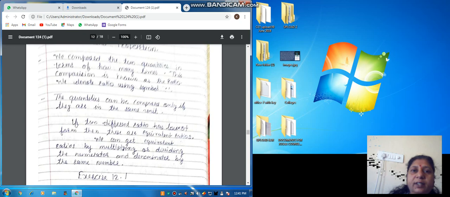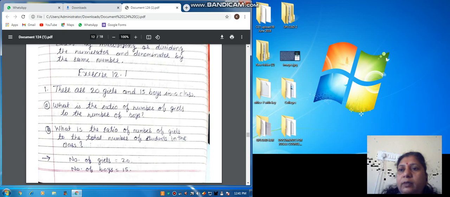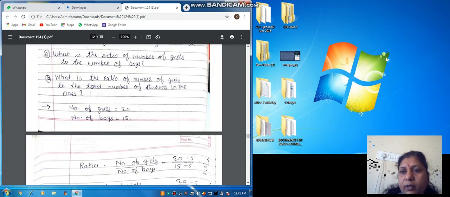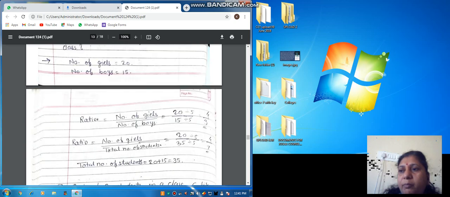So let's start exercise 12.1. Fine. There are 20 girls and 15 boys in the class. What is the ratio of the number of girls to the number of boys? So see here, how many girls are there? 20. How many boys are there? 15. So let's calculate the ratio. Ratio is equal to number of girls upon number of boys, that is 20 upon 15. If we divide by the same number, we get 4, and 15 divided by 5 we get 3, that is 4 upon 3.